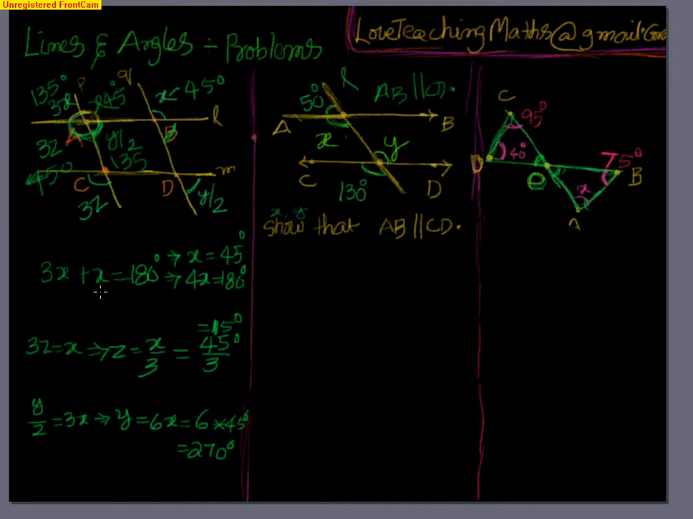Now you want to cross check. See, z equal to 15. 3 15s are 45 degrees. So this is fine. Similarly, y by 2 equal to 135 degrees. y equal to 270 degrees. That's what we have got.